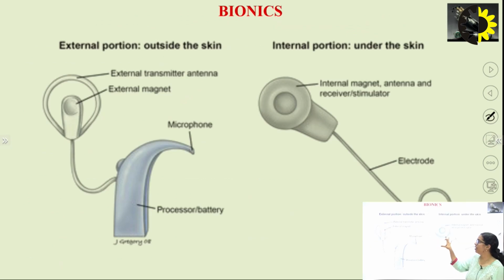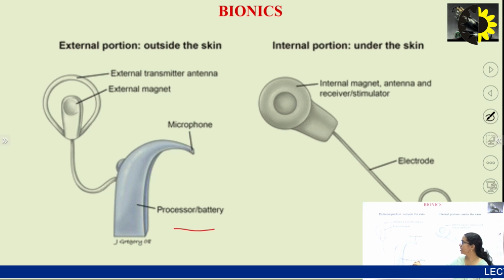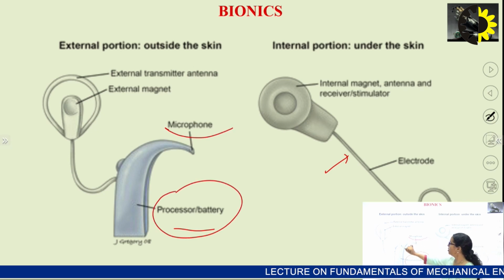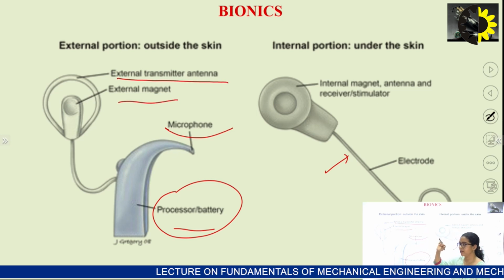This is a cochlear implant, how it looks. This is the external portion, this is the internal portion. In the external portion, the microphone receives the signal, then it processes it. This is the processor, the battery, external transmitter, antenna and external magnet.